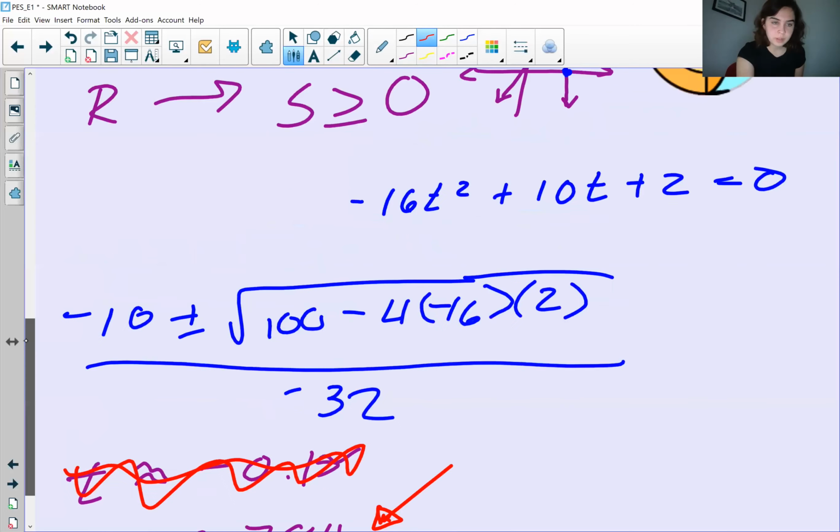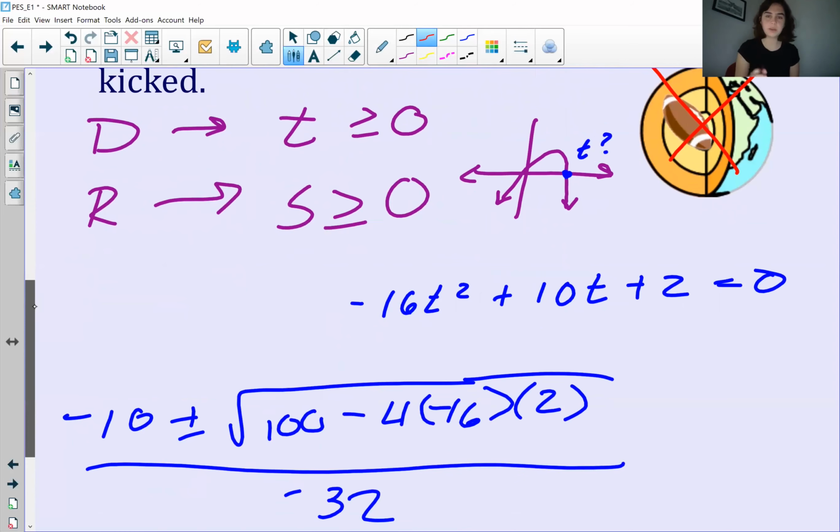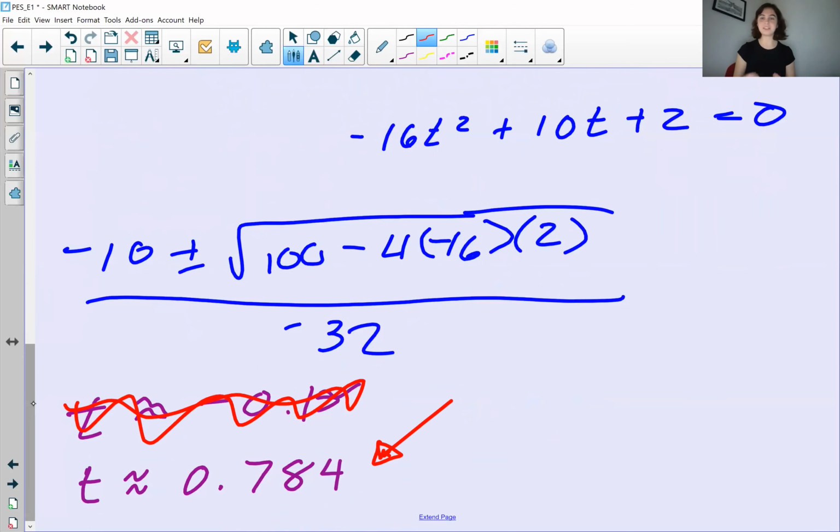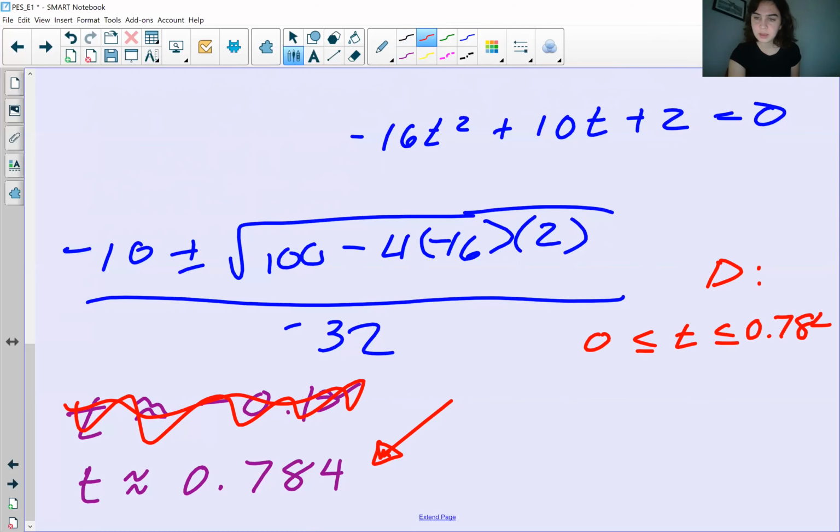And okay, so we've found our official domain. These are the times that make sense in this context. So I'll go with red. Domain is going to be from 0 to 0.784 seconds. And I'm just writing it in this notation. It's easier for me to see.